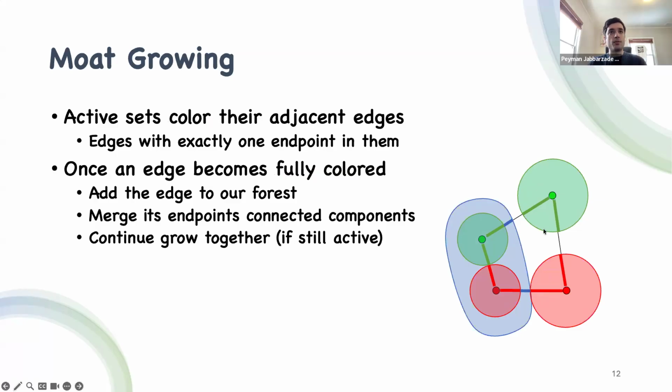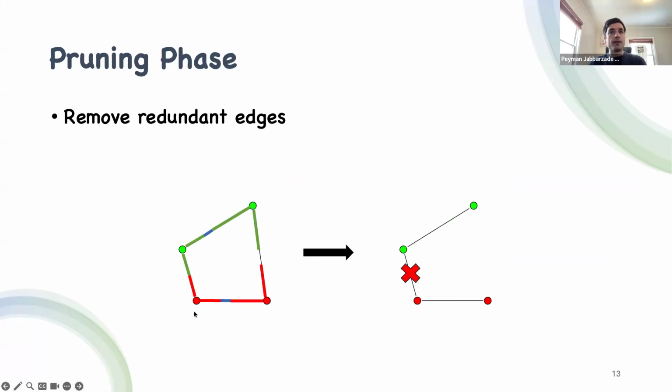So that's the process, and that's when the process ends. And I want to just mention that, as you can see, the shape of this active set becomes similar to modes. So that's why we call it mode growing algorithm. And when the mode growing process ends, we have this pruning phase, where we remove any edge that is redundant, not necessary. For example, this edge here is not necessary. It is fully colored, so we added it to our forest, but we don't need it to satisfy any connectivity demand, so we just remove it.